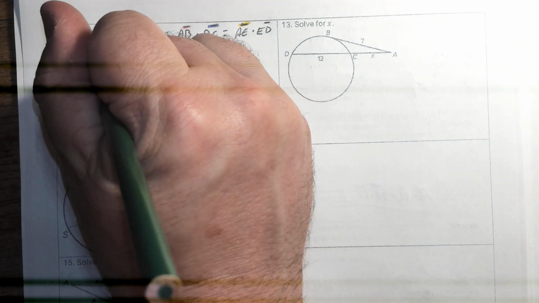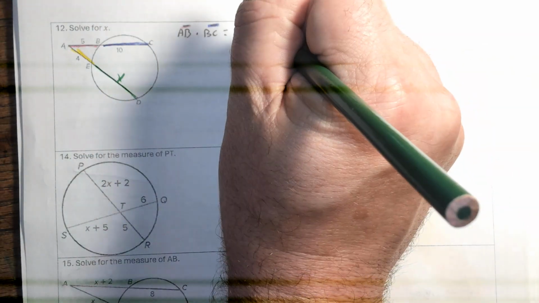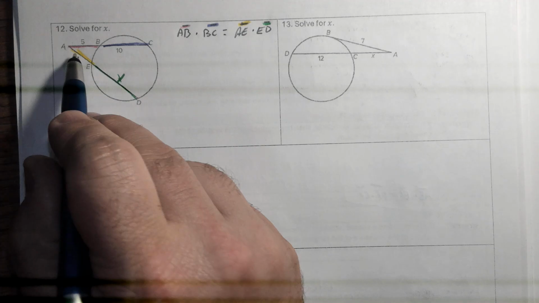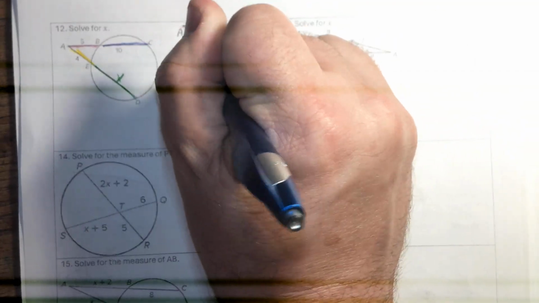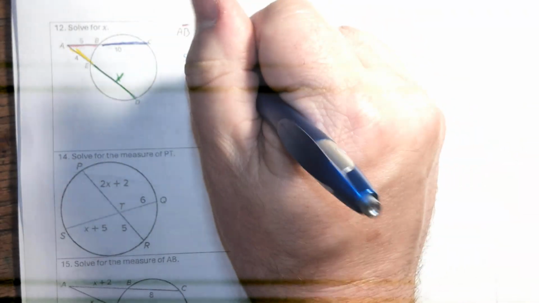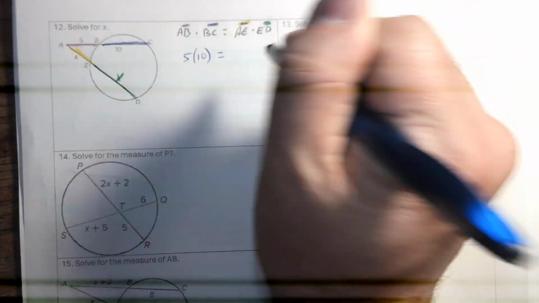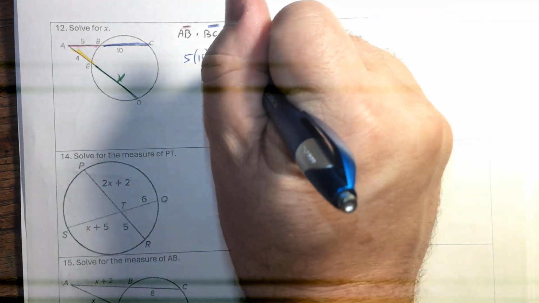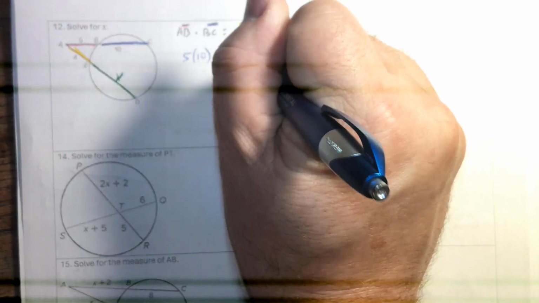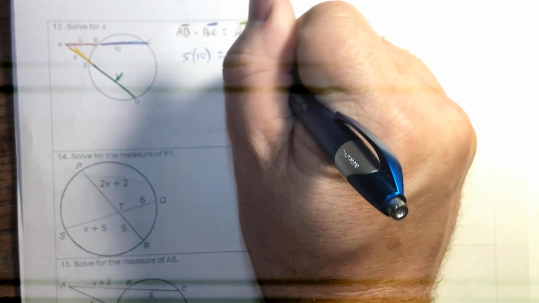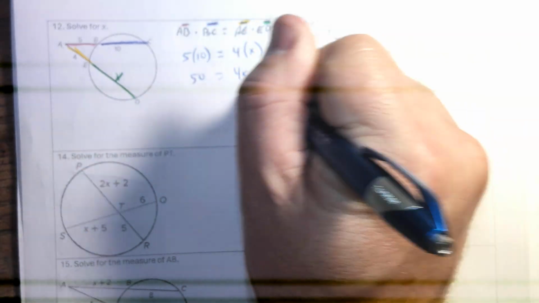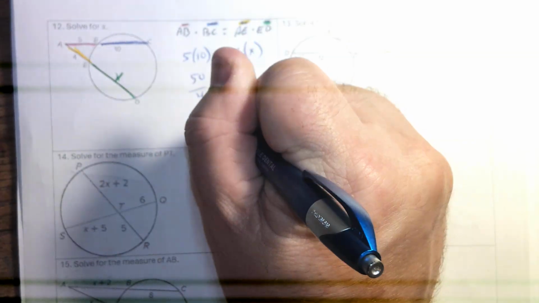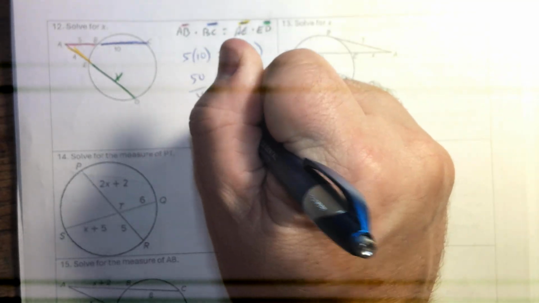And since we made the X green, we'll make this guy green. All right. So we just plug in. So we got 5 times 10, because this is 5, this is 10, equals AE is 4 times ED is X. All right. So 4 times X, 4X. 5 times 10 is 50. Divide both sides by 4. I'm just going to flip-flop this, but X.